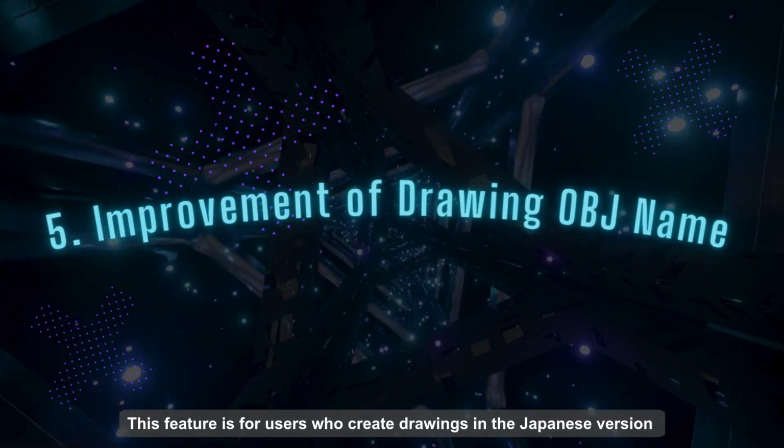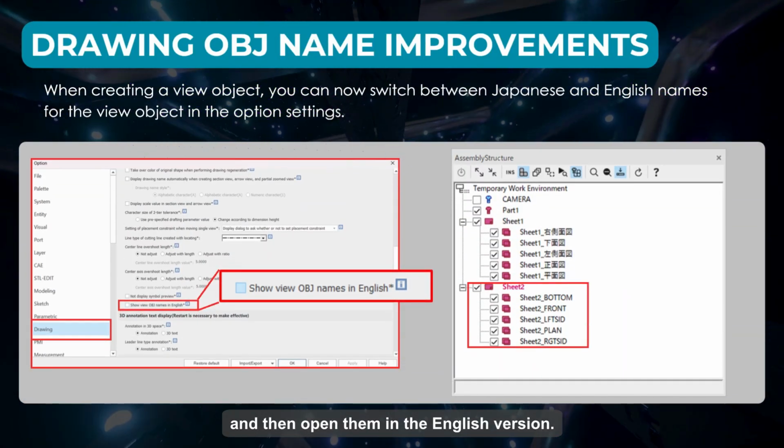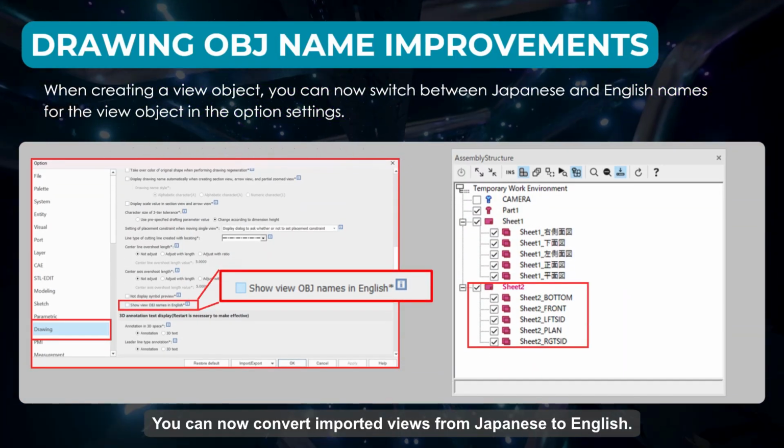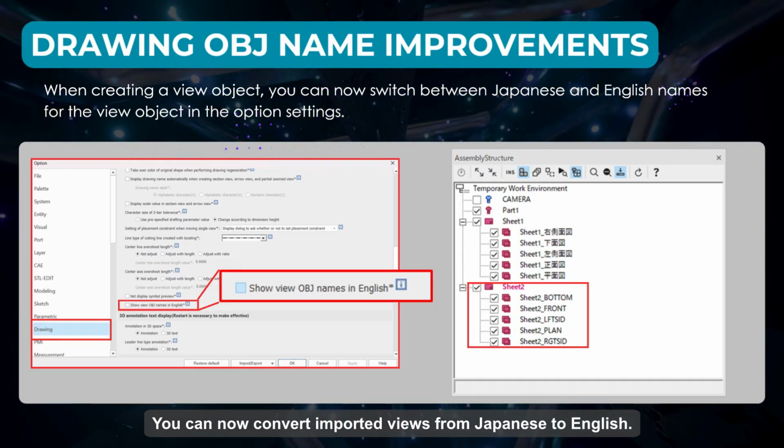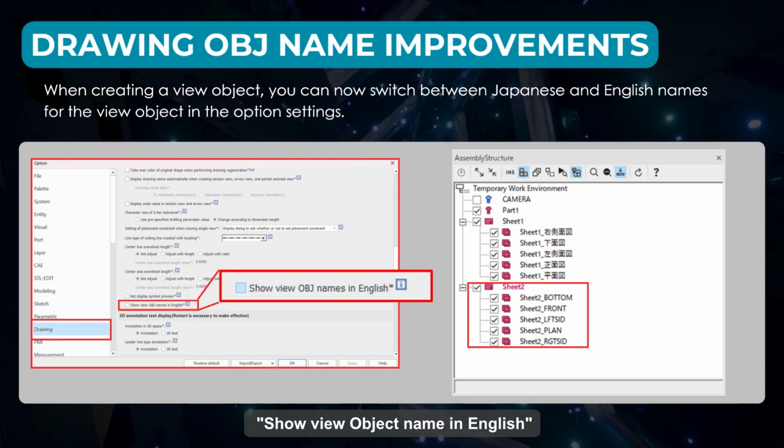This feature is for users who create drawings in the Japanese version and then open them in the English version. You can now convert imported views from Japanese to English. To enable this feature, go to Option, Drawing, then check the box Show View Object Name in English.